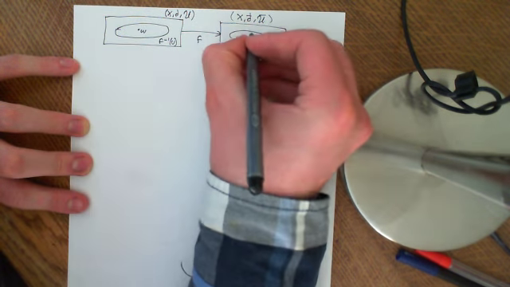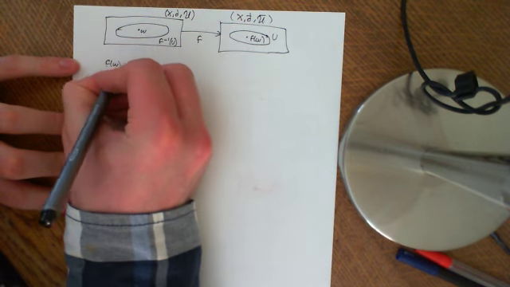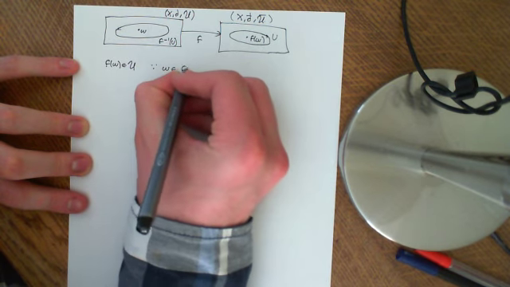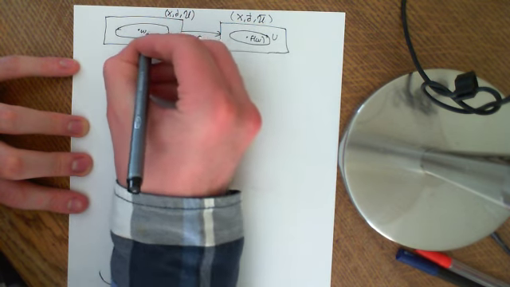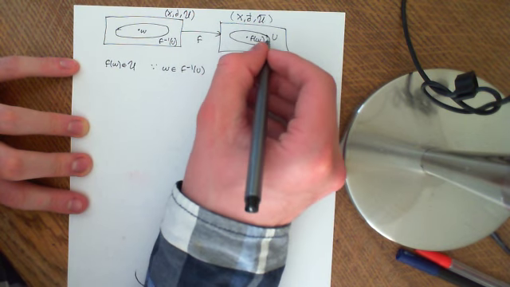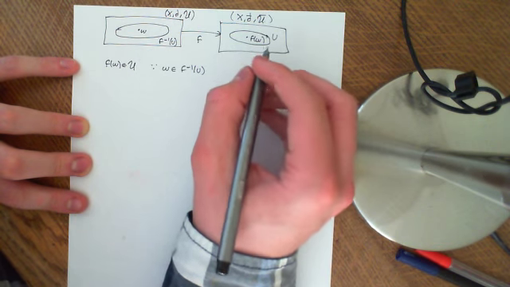Firstly, F of W is an element of U, since W is an element of F inverse of U. So if W is an element of the inverse image, then by definition, it's mapped onto a point in U. So F of W is the point it's mapped onto, so that is an element of U.